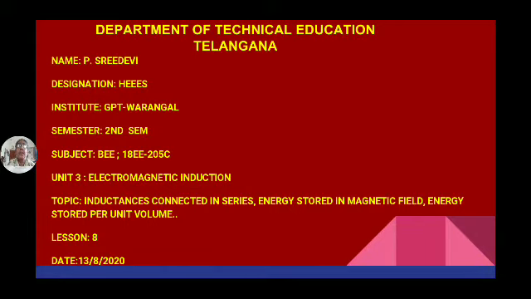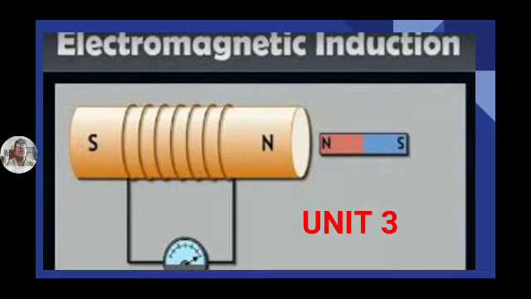Now, if both conductor and magnetic field are at rest, then the EMF induced in the conductor is known as statically induced EMF. If any one of either magnetic field or conductor is moving, then the EMF developed is known as dynamically induced EMF.